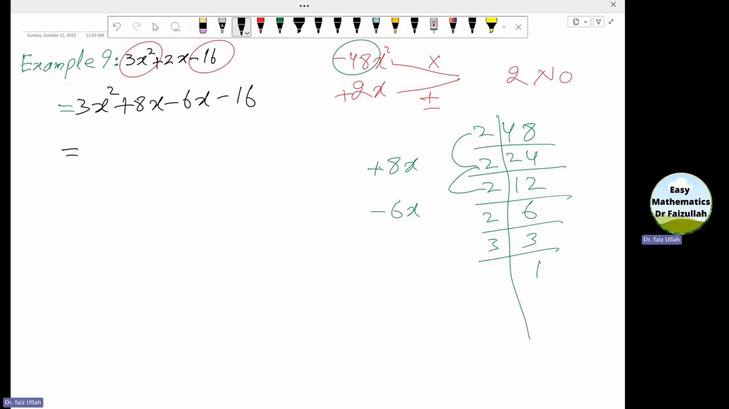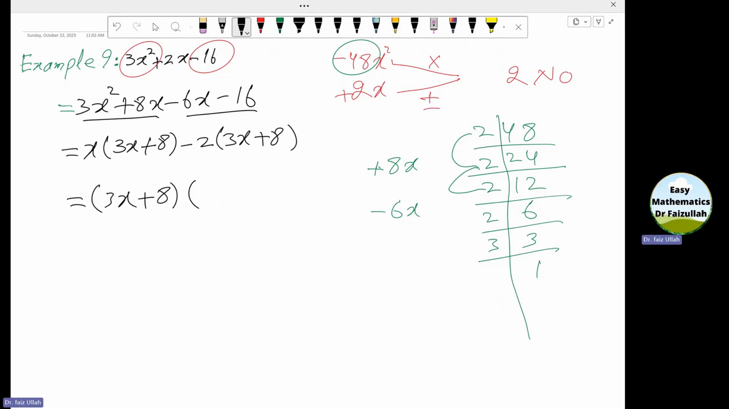Now let us take common from the first two terms. x is common in these terms. So we have x times 3x plus 8. Now let us take common from the last two terms. Minus 2 is common. So we have 3x plus 8 here. And from this we can get 3x plus 8 is common, and x minus 2. So that is the required factorization of the given expression. That's all.